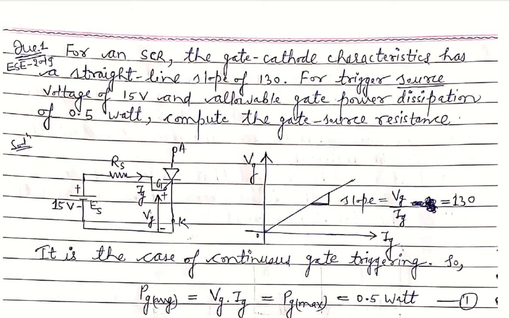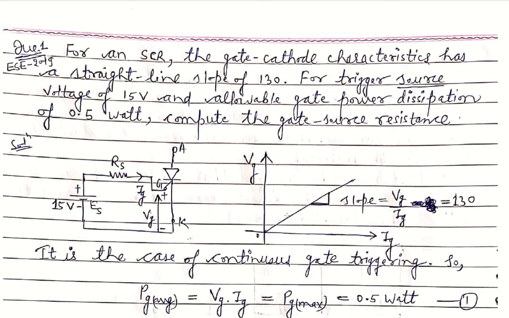So the first one is: for an SCR, the gate cathode characteristics has a straight line slope of 130 for a trigger source voltage of 15 volt and allowable gate power dissipation of 0.5 watt. Compute the gate source resistance. This numerical problem is related to the gate cathode characteristics having a straight line slope of 130 volts. Vg is on the y-axis and Ig on the x-axis.